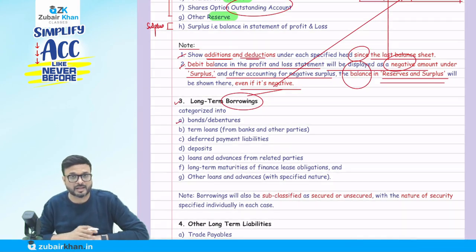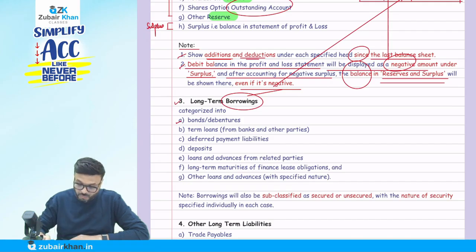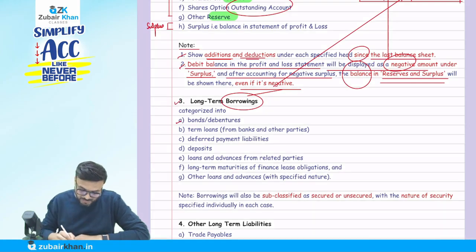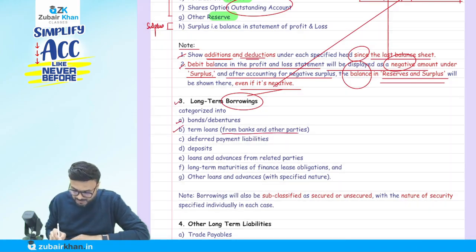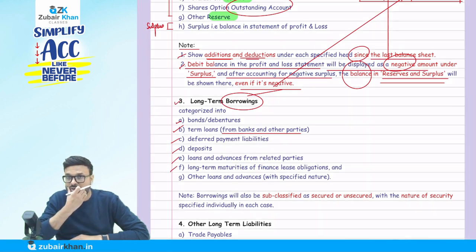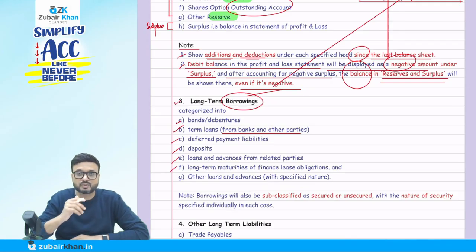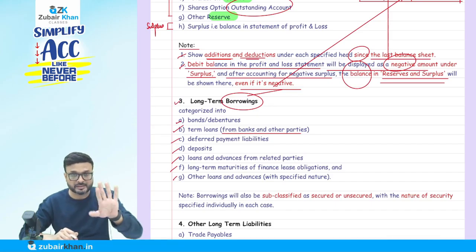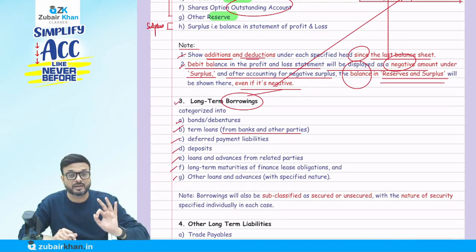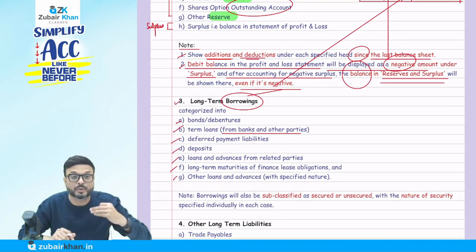It is very normal that when you solve questions, you will see that we are issuing bonds, generally debentures, or we have taken a loan from the bank and other parties. Deferred payment liabilities, deposits, loans and advances from related parties, long-term maturity of finance lease obligations under AS 19, and other loans and advances. No need to learn this list. Just listen, and you will remember it.